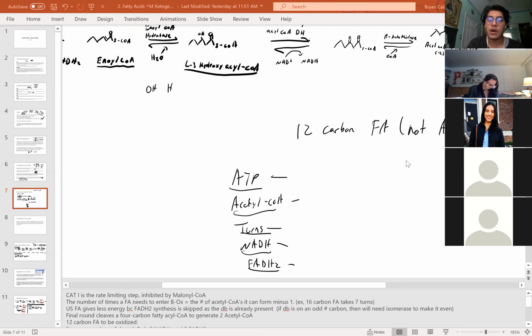I should just remember it's 12 carbons. It's not activated. Why is this important? And also tell me where you're making most of your ATP from. What cellular respiration pathway are you getting most of your ATP from?